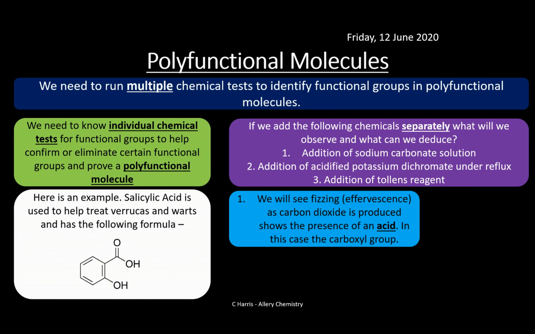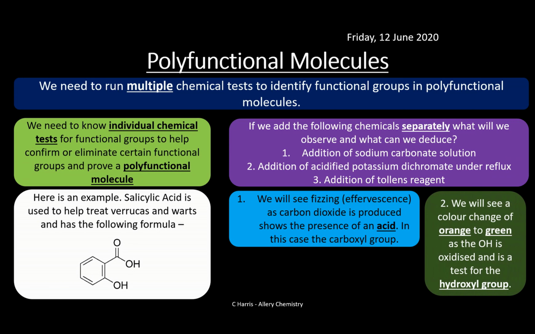So what about the addition of acidified potassium dichromate under reflux? Well, we will see a colour change of orange to green because we have an alcohol group in there. There's our alcohol. And this is oxidized to a ketone. Okay, so in this case, yes, this will be oxidized further. And so therefore, we will see a colour change of orange to green. Okay.